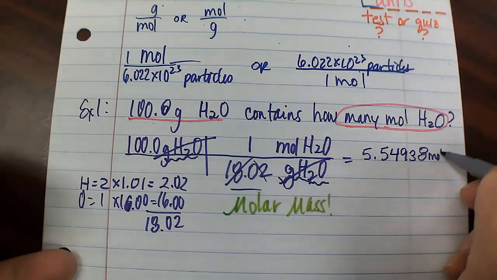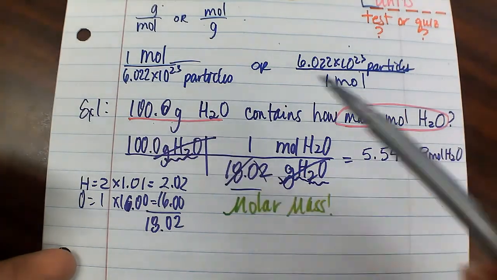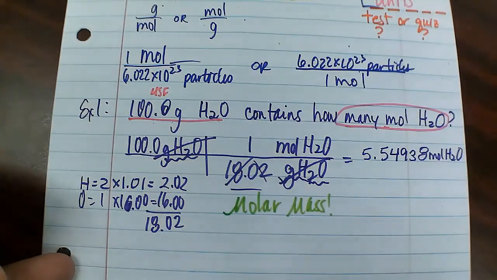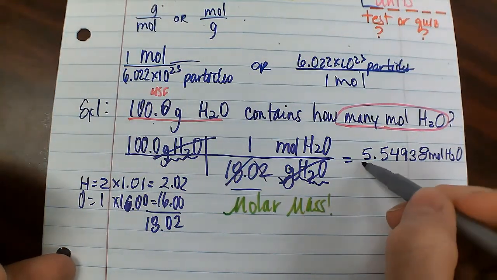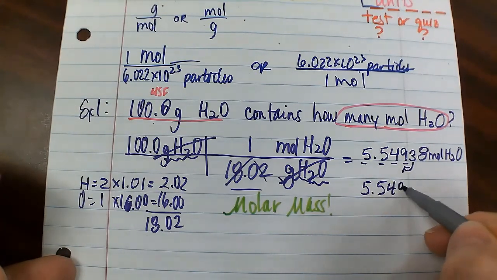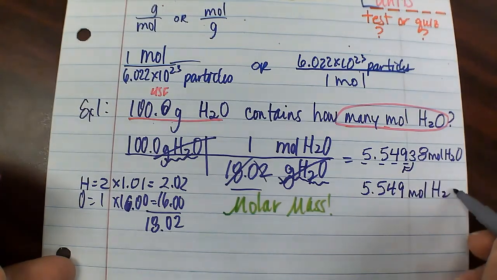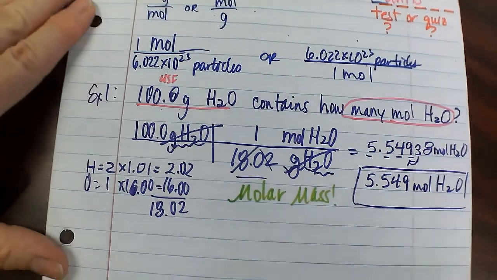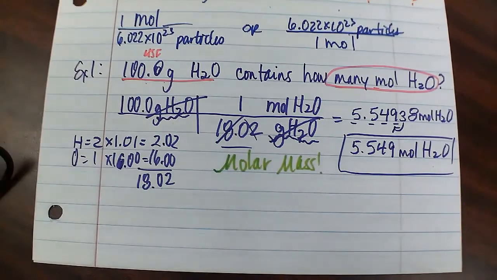5.54938 moles of H2O. Sig figs, there are 4 sig figs back in my original problem. So I need 4 sig figs for my answer. So 5.549 moles of H2O is my final answer. Questions on that problem?